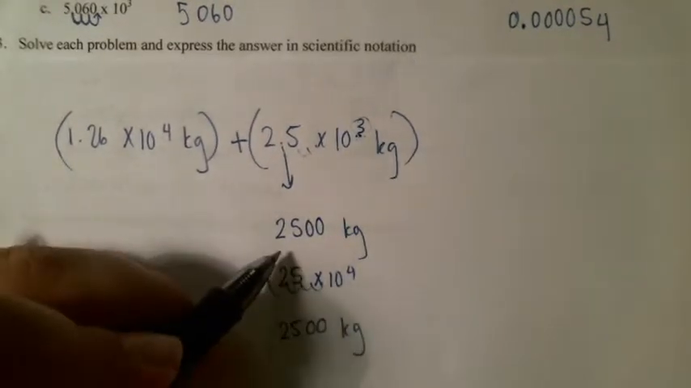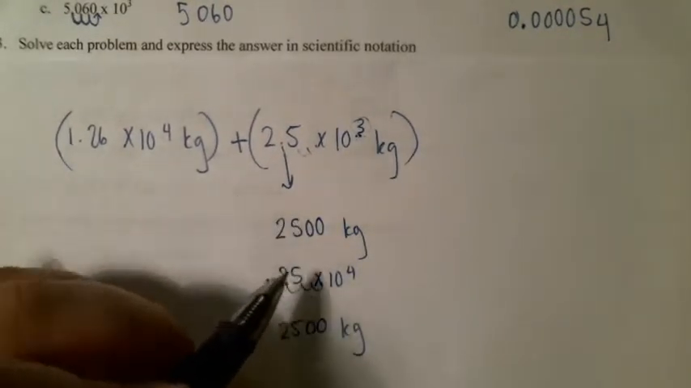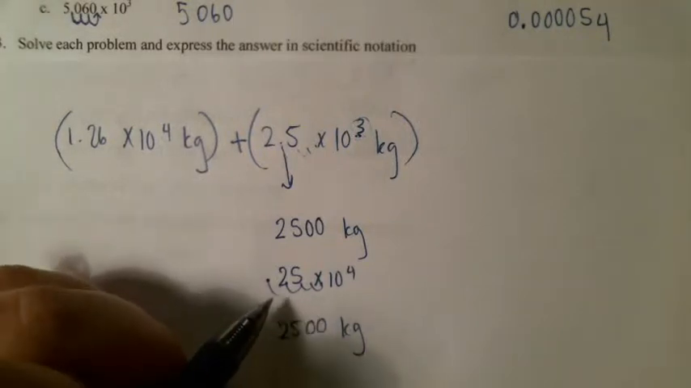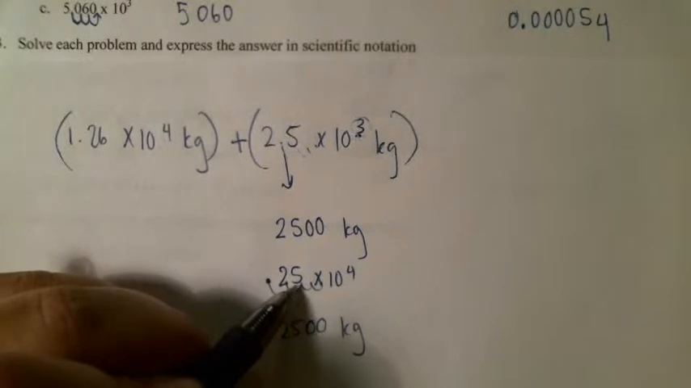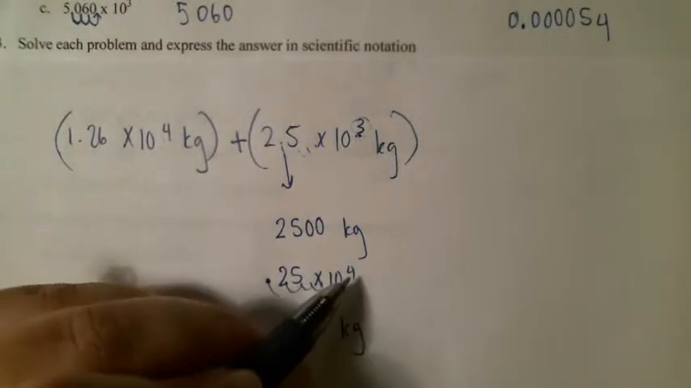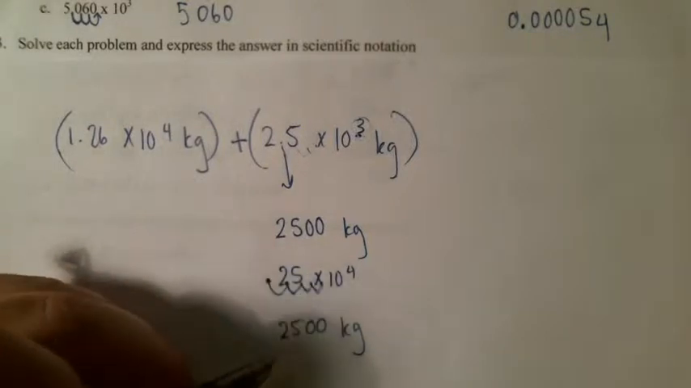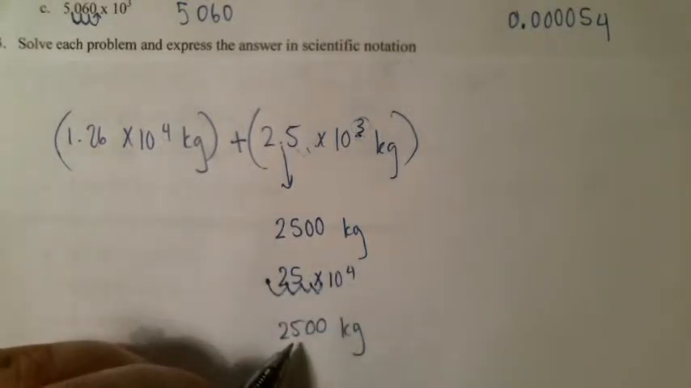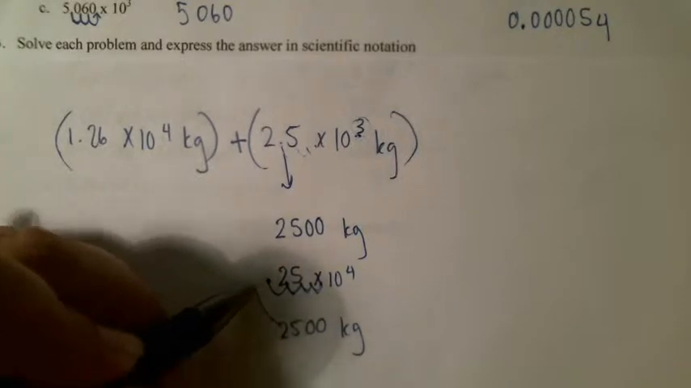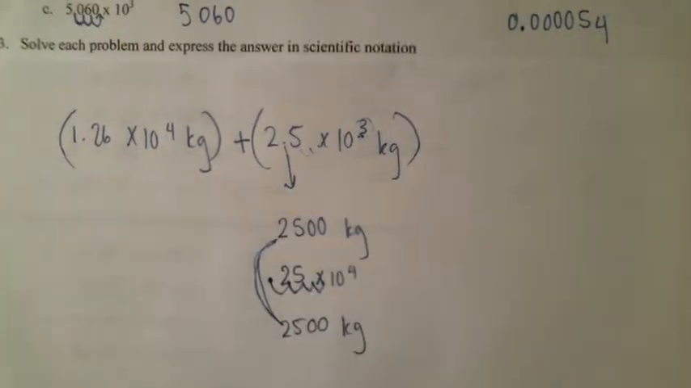I'm just going to repeat that since you guys couldn't see the video. If you use 0.25 and you hop your comma 4 times to the right, 1, 2, 3, 4, you still end up with 2,500 kilograms, which is the same as your original number.